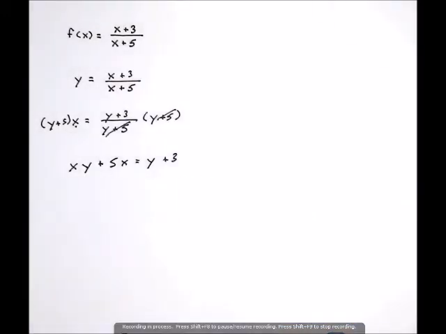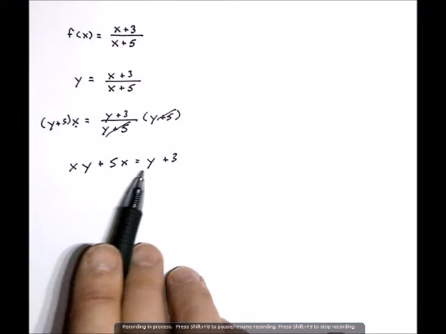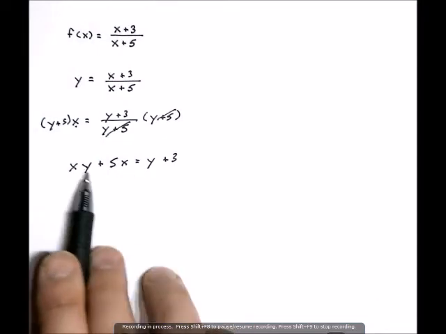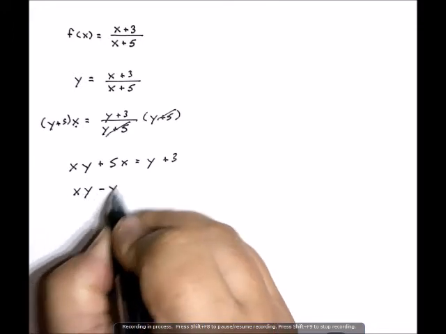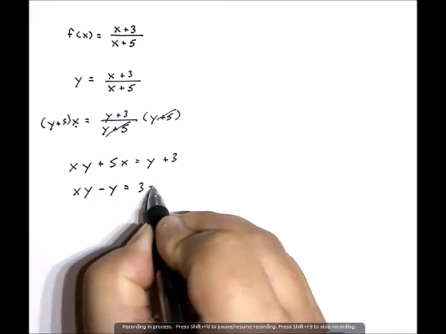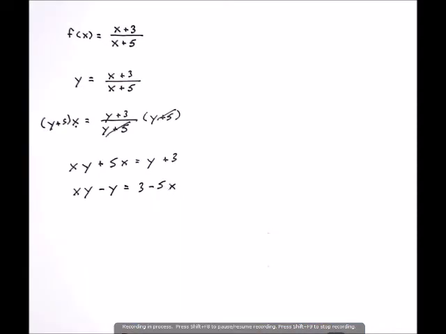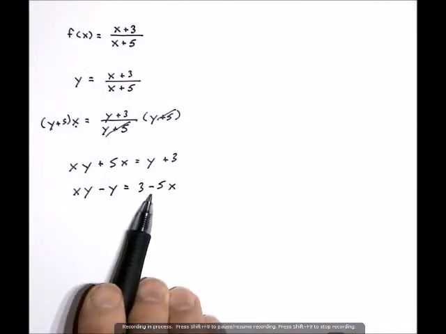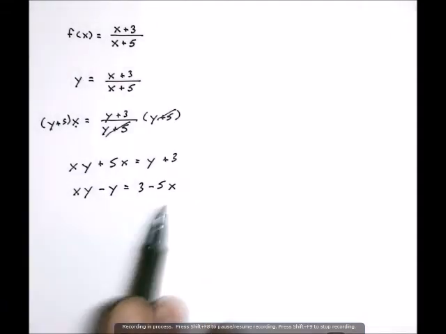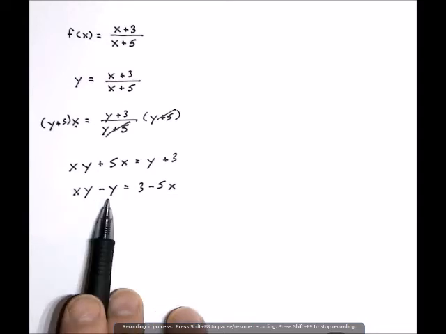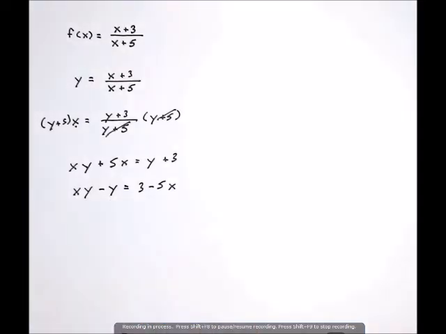And now I have another problem. I have y's all over the place, on the left and on the right. So what I'm going to do is bring every term with a y over to the left and everything else over to the right. And it doesn't matter whether you put the 5x first or not. I just didn't want a leading negative, so I moved it behind the 3. But either way is fine here. And now we have all our y's on one side, everything else on the other.